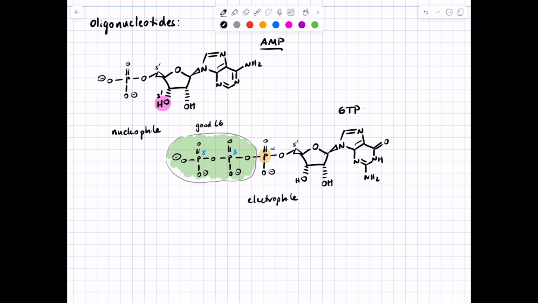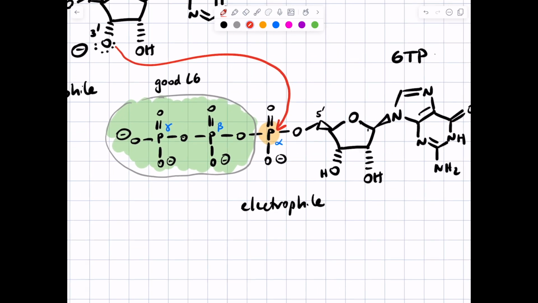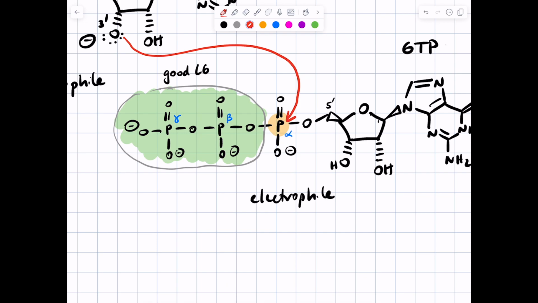And so likely in the synthesis, a base removes a proton from the 3' hydroxyl group, so it's nucleophilic. Then that oxygen attacks the alpha phosphate group, the alpha phosphorus atom. I'll draw that arrow here. Lone pair electrons attack the phosphorus. The mechanism of this reaction, there's evidence that it proceeds via an addition intermediate elimination mechanism.